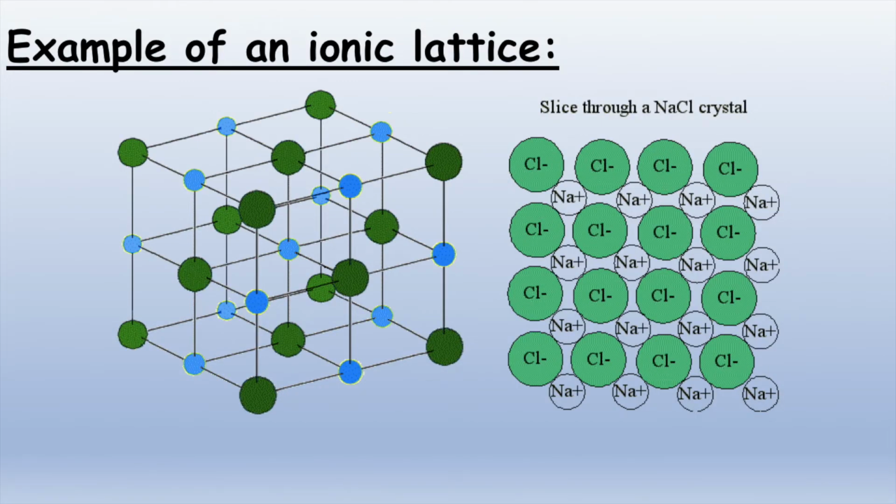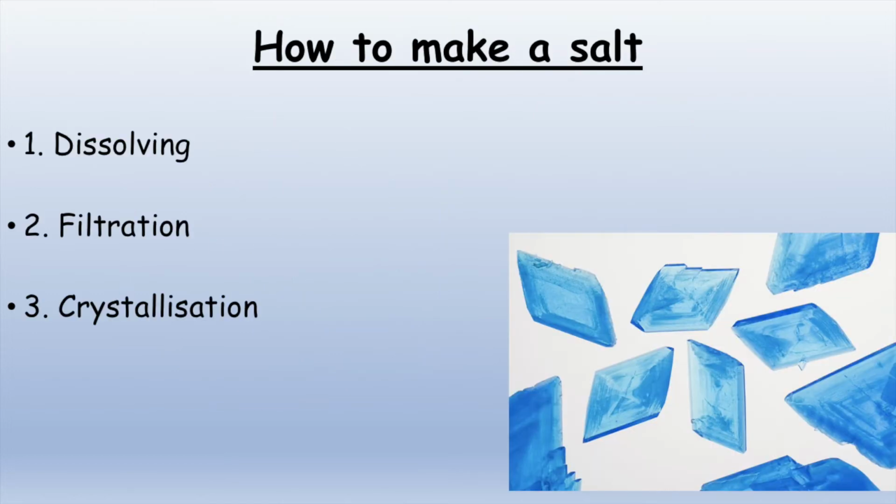Something that you may have noticed from the diagrams used is that all salt compounds are ionic lattices. Therefore, they all have the same properties due to being tightly held by the electrostatic attraction between the positive metal and the negative non-metal. We will now look at how to make a salt. You will have made copper sulfate crystals for your required practical before. This would be using sulfuric acid and copper oxide to make copper sulfate crystals and water.